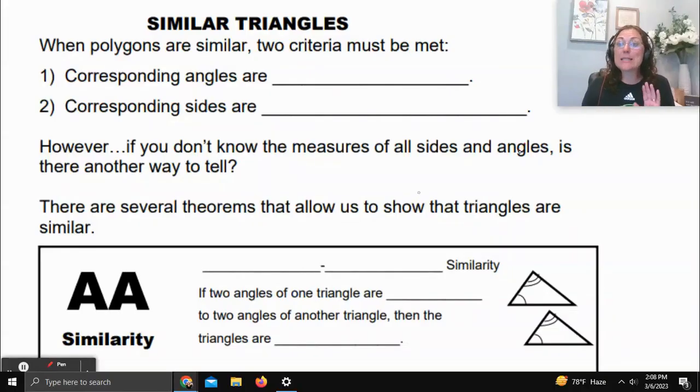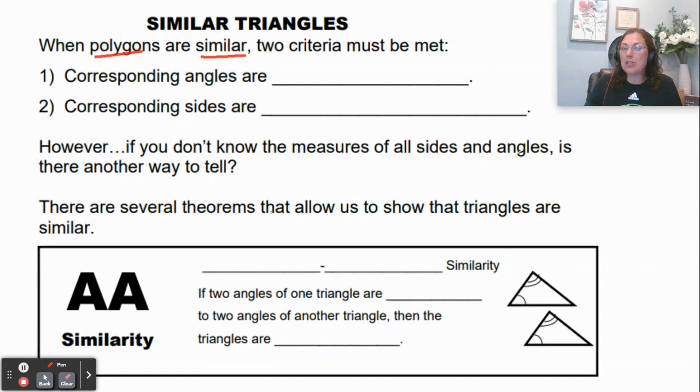Next, let's take a look at similar triangles. So when polygons or triangles are similar, you have two conditions. First of all, corresponding angles are equal. So the angles must be equal, and corresponding sides are proportional.